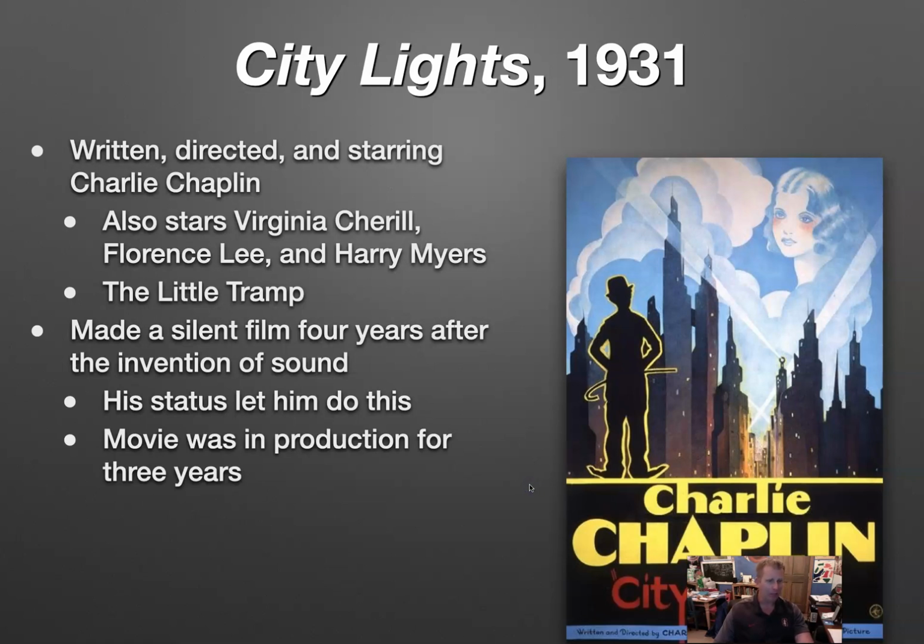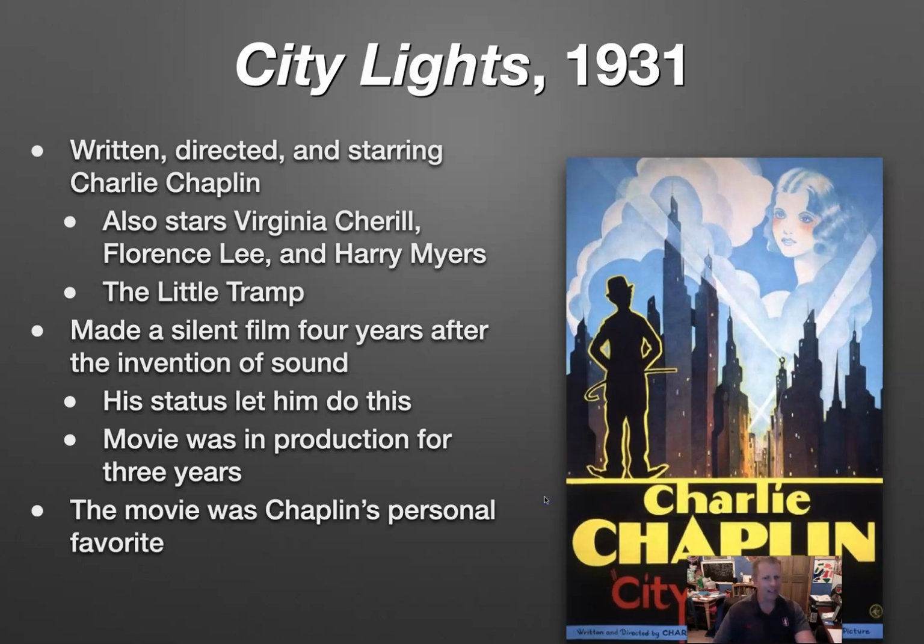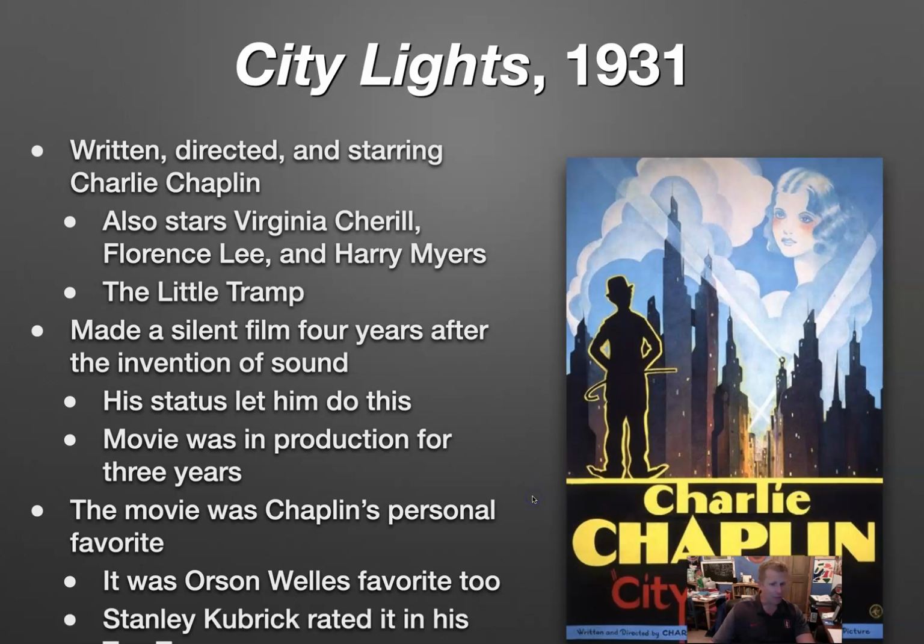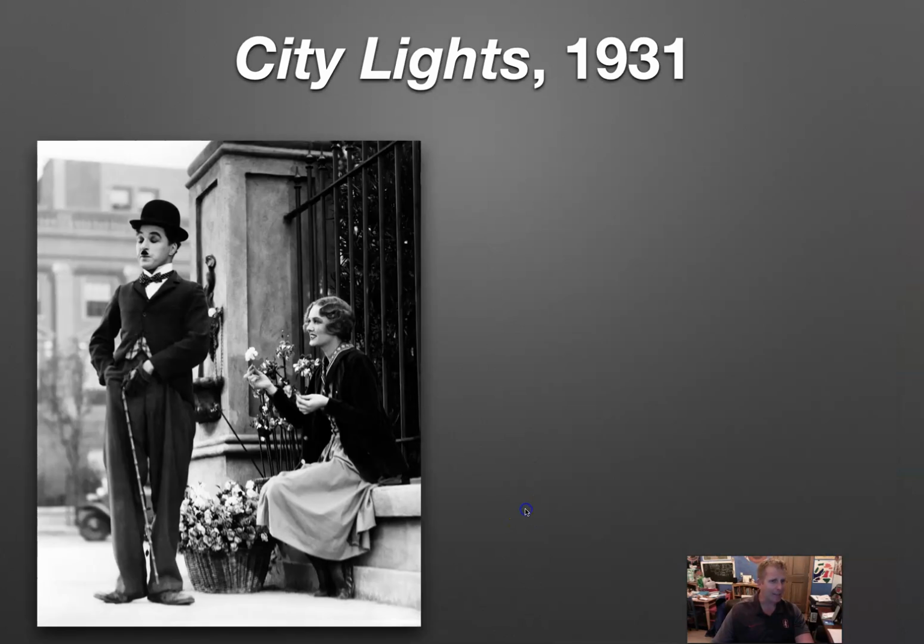This movie took 3 years to produce. Charlie Chaplin was very particular. He's very tough to work for at times. The actresses, he would actually show them how he wanted to play the scene. He would act it out and have them imitate what he did. This was Charlie Chaplin's personal favorite. Orson Welles, the guy who made Citizen Kane, named it as one of his favorite movies as well. And Stanley Kubrick, the great filmmaker, also had it ranked in his top 10.